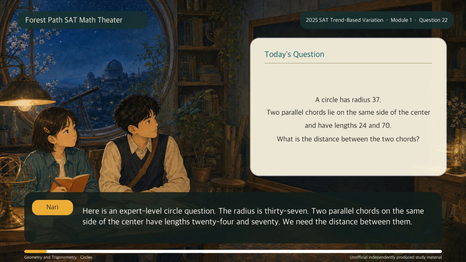Here is an expert-level circle question. The radius is 37. Two parallel chords on the same side of the center have lengths 24 and 70. We need the distance between them.